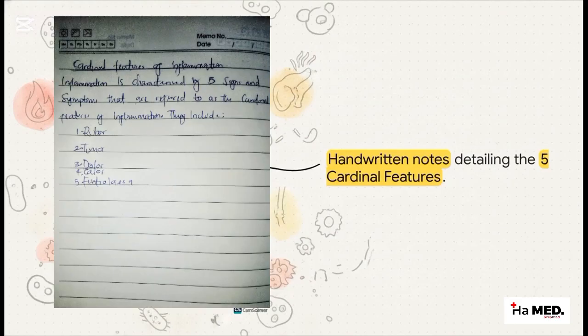When you dive into classic histopathology notes, you'll constantly run into the historic Rule of 5 cardinal signs. These are the physical hallmarks of the battle. You've got rubor, which is redness, tumor, or swelling, calor, bringing the heat, dolor, which is that unavoidable pain, and functio laesa, meaning the temporary loss of function.